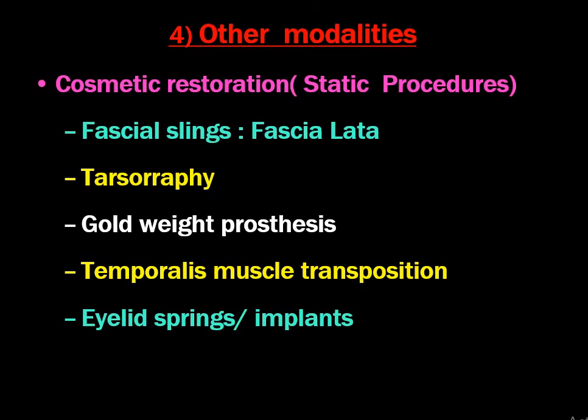What are the other modalities of treatment of facial paralysis? Cosmetic restoration or static procedures like facial slings made from fascia lata, tarsorrhaphy, gold weight prosthesis in the upper lids, temporary muscle transposition, as well as eyelid springs or implants are sometimes important. They are all static procedures, not dynamic ones. They have just a one-way function.